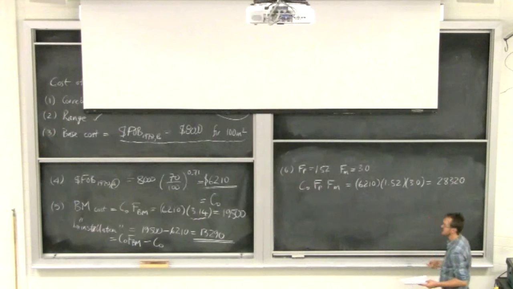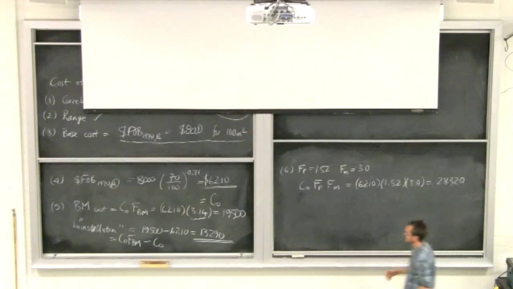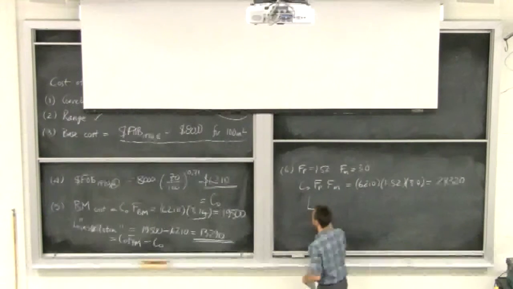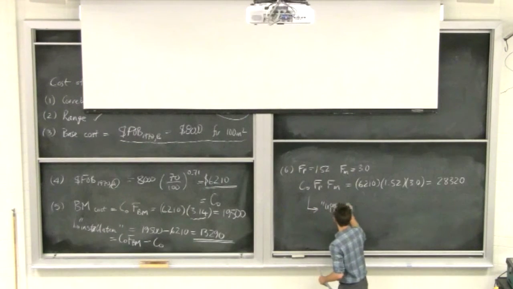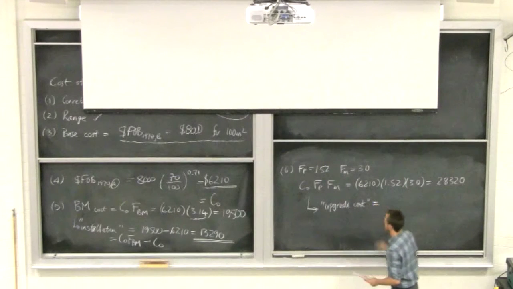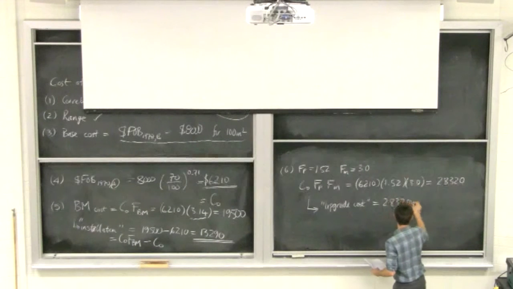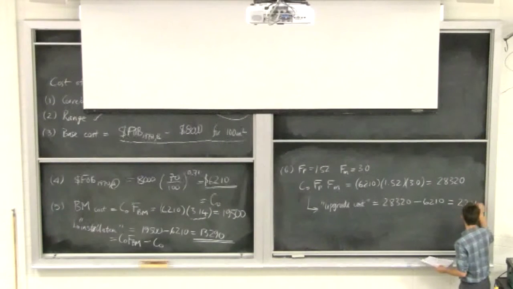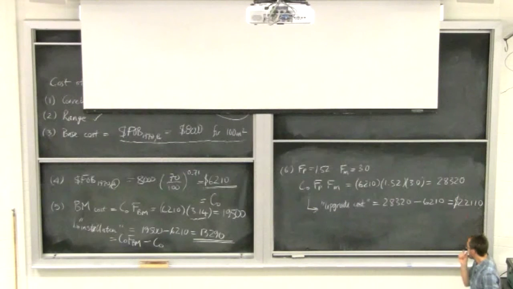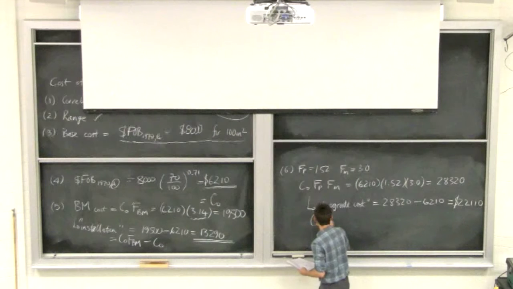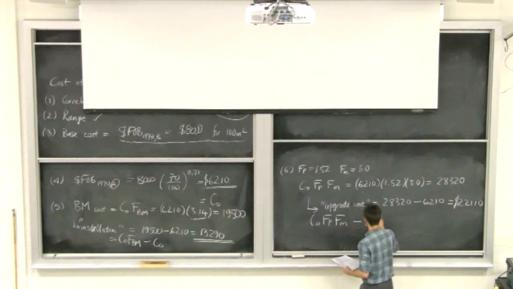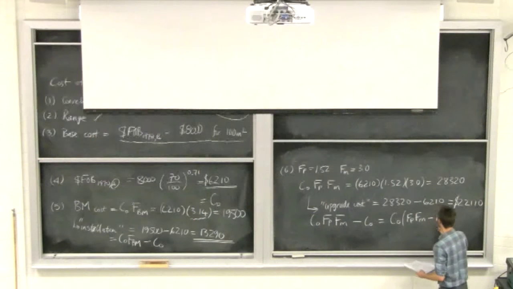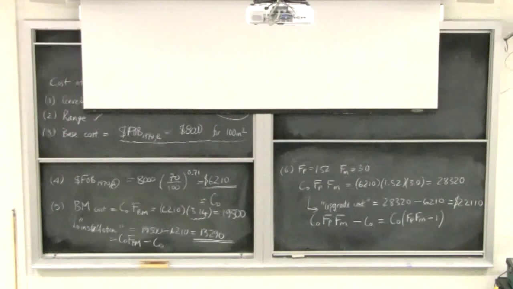What I can do is I can back out again the incremental cost to upgrade. So like I did here for installation, I can back out the incremental upgrade cost. So maybe let's call this the upgrade cost. Okay, is then 28,320 minus the 6210, the base price. And so that is 22,110. Another way I could have got that is by simply saying C naught times FP times FM minus C naught. And that simplifies to C naught times (FP FM minus 1). It's just a different restatement of that.